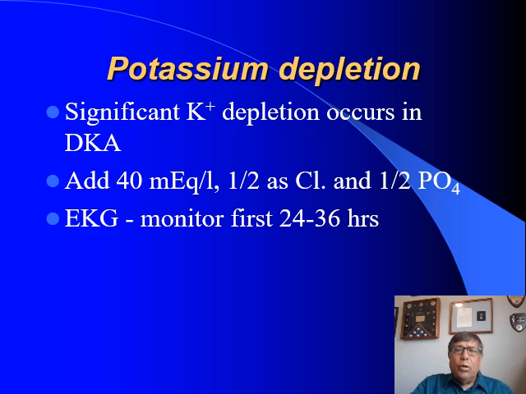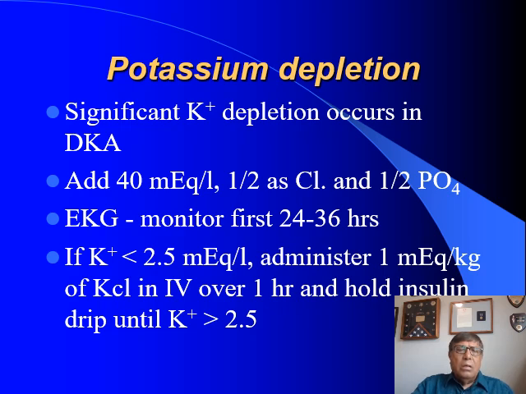And obviously they will be hooked up to an EKG monitor for 24 to 36 hours depending upon the patient's condition or improvement. If the potassium falls below 2.5, you may have to administer potassium chloride 1 milliequivalent per kg over an hour, and one would probably like to hold the insulin drip until the potassium has come up a little bit, and it should be close to 3.